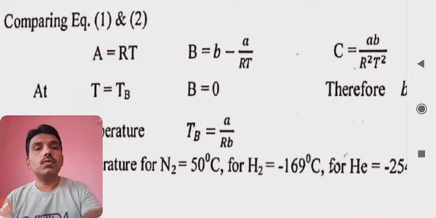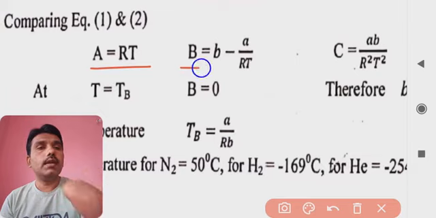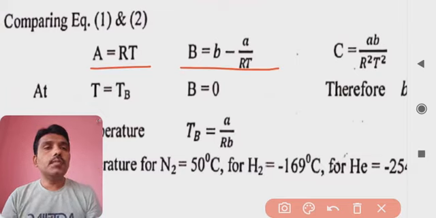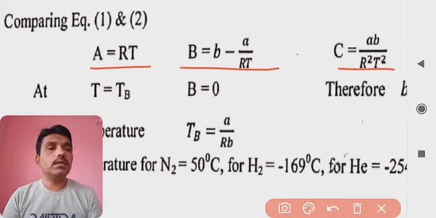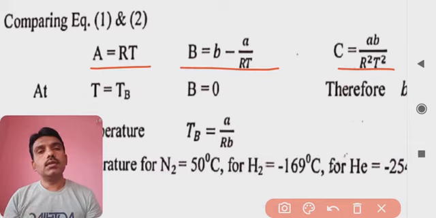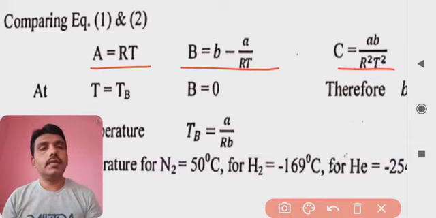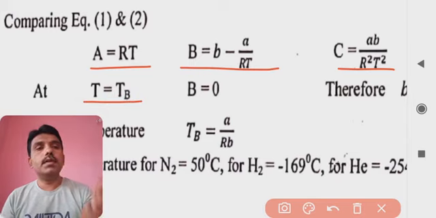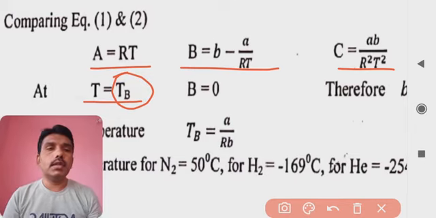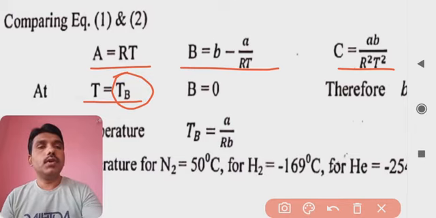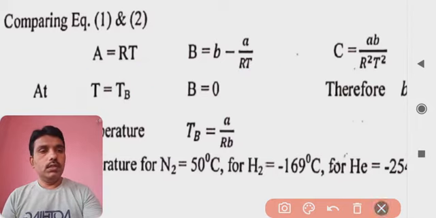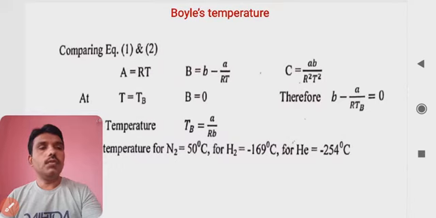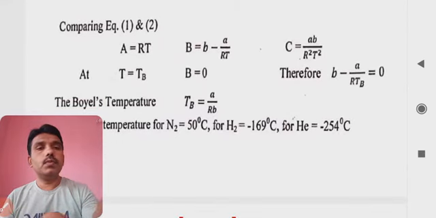So B is equal to, this A is equal to RT and B is equal to small b minus a by RT is to be there. And for the C, ab by R square T square is to be there. But as the temperature is called to be as a Boyle temperature, at that stage, Boyle temperature, we can say the T is nothing but to be represented with the T suffix B, that is Boyle temperature. And at the Boyle temperature we know B is equal to coefficient 0 is to be there. Therefore in this case again what we can write, this B is going to be 0 in that stage.